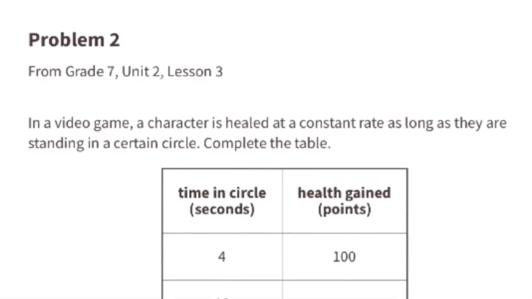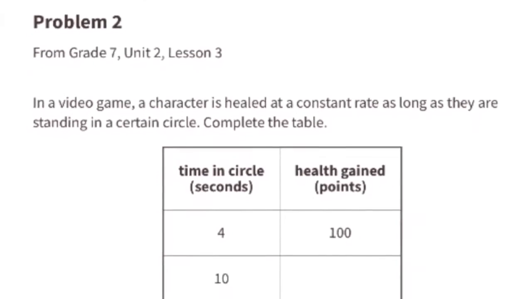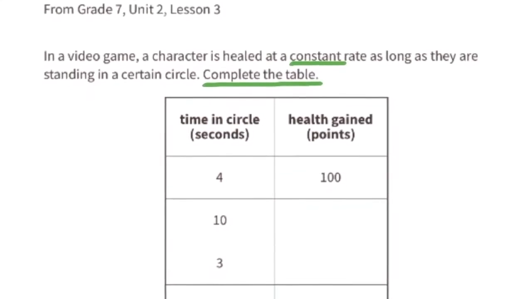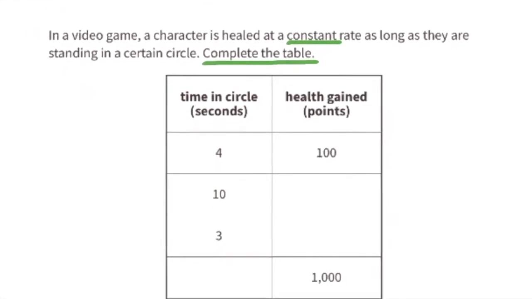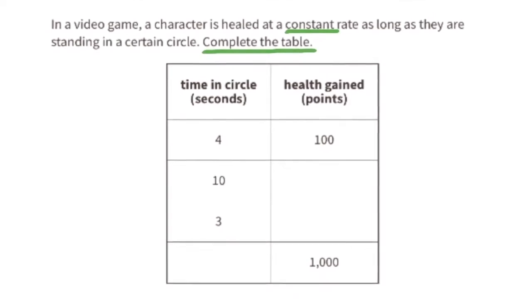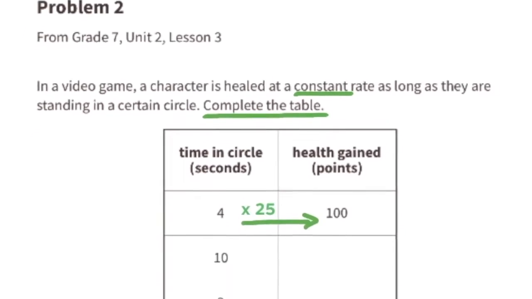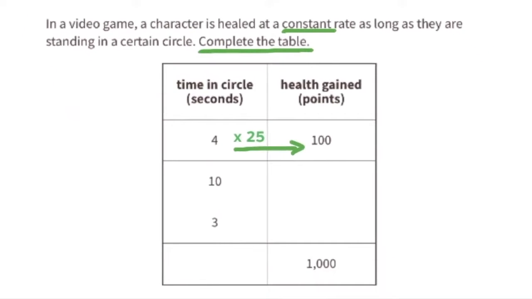Problem number 2 from 7th grade, Unit 2, Lesson 3. In a video game, a character is healed at a constant rate as long as they are standing in a certain circle. Complete the table. The left-hand column of this table is time in the circle in seconds, and the right-hand column is health gained in points. 100 points gained divided by 4 seconds in the circle equals 25. That means that the number of points gained is 25 times that of the time in the circle.